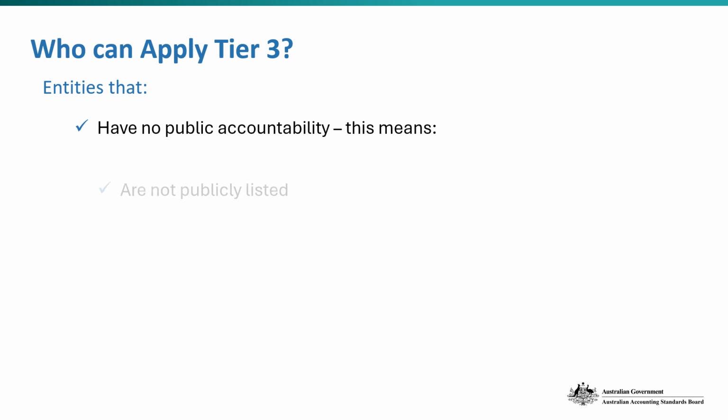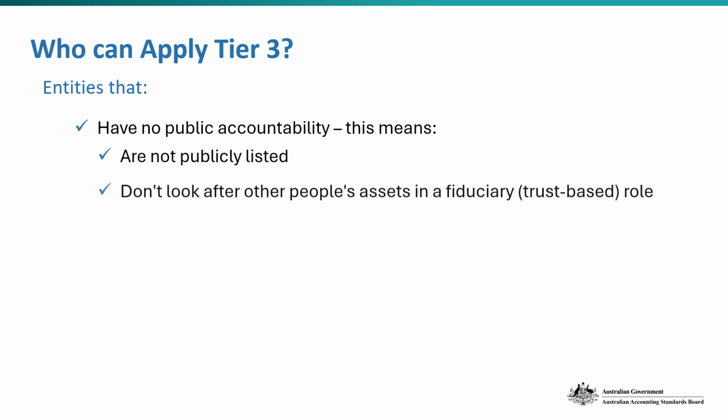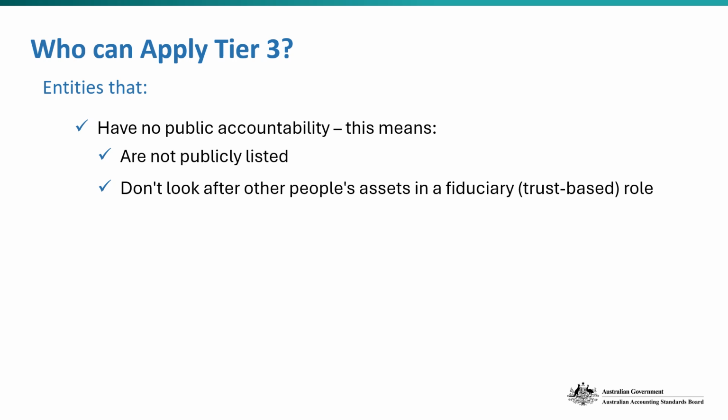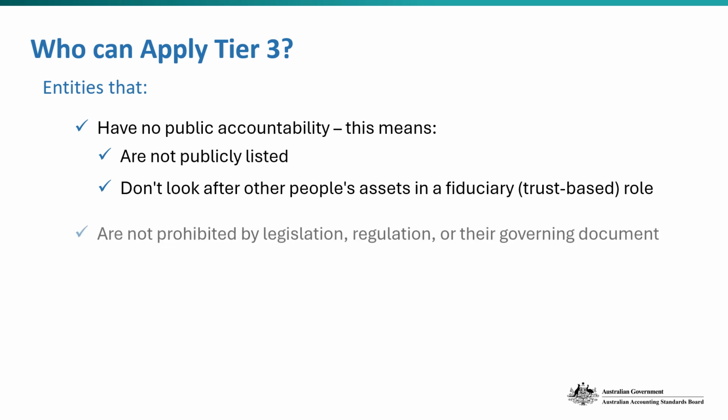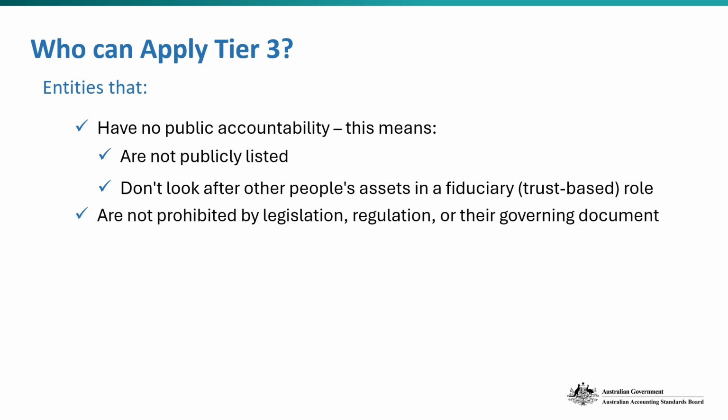The T3 standard is available for entities that do not have public accountability, which means that they are not publicly listed and do not operate in a way that involves holding assets in a fiduciary capacity for a broad group of external stakeholders. And entities must also not be prohibited from applying the T3 standard by legislation, regulation, or their own governing document. So even if an entity appears to meet the criteria, it still needs to check whether its regulator allows T3 reporting. Entities that would be expected to apply the T3 standard will include organizations like charities, incorporated associations, and cooperatives that are required to prepare general-purpose financial statements.